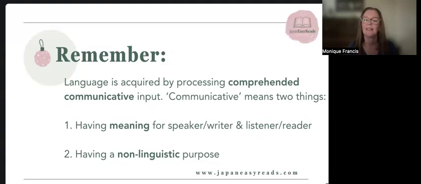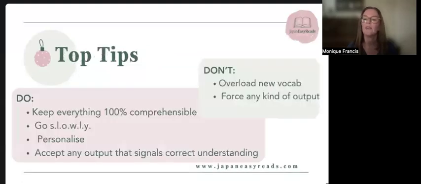So again, it has been good for me to reflect back on those things and remember, okay, am I keeping the language comprehended? Am I giving it a communicative purpose when I'm doing these activities in class? And so my top tips: do keep everything 100% comprehensible. Go slow. When you think that you've gone slow enough, go slower. Personalize where you can.